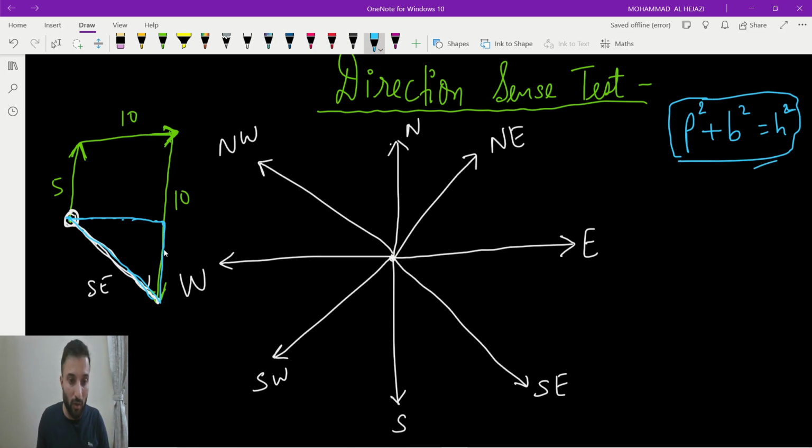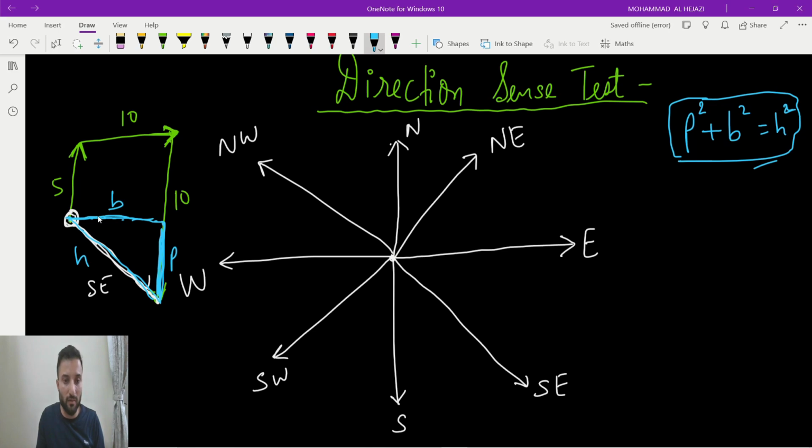So what is the perpendicular? This straight vertical line is the perpendicular. This horizontal line is the base. The vertical line is the perpendicular, the horizontal line is the base, and the inclined line is the hypotenuse. So what we have to do is write the values.